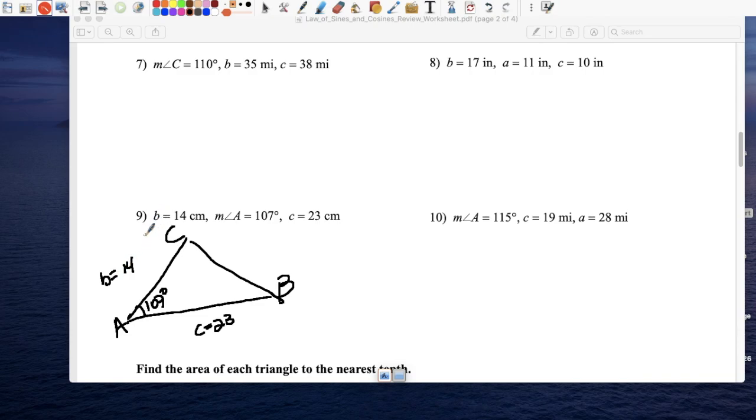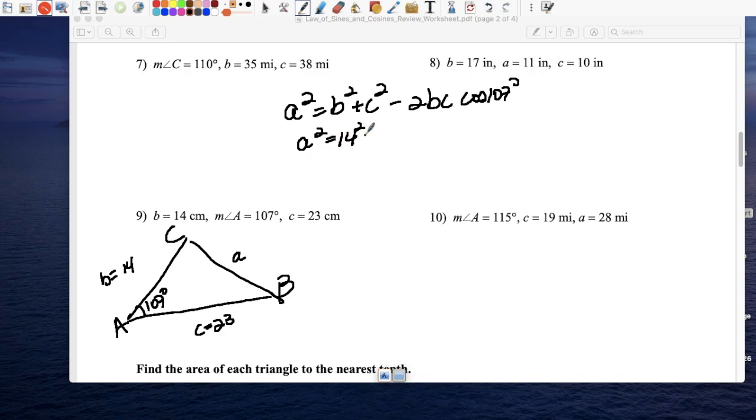Okay, so I can't use law of sines because I'm going to have 3 unknowns. So this is definitely law of cosines, and this is little a. So we're going to start by finding little a. So it's a squared equals b squared plus c squared minus 2bc cosine of angle A, 107, sorry. A squared equals 14 squared plus 23 squared minus 2 times 14 times 23 cosine of 107.